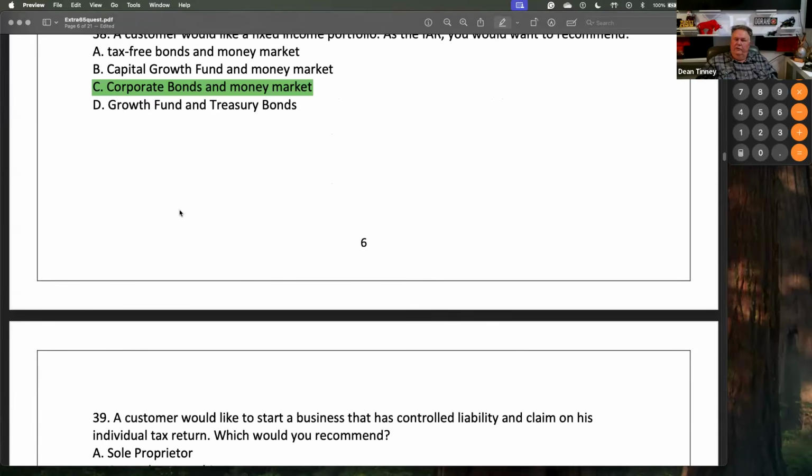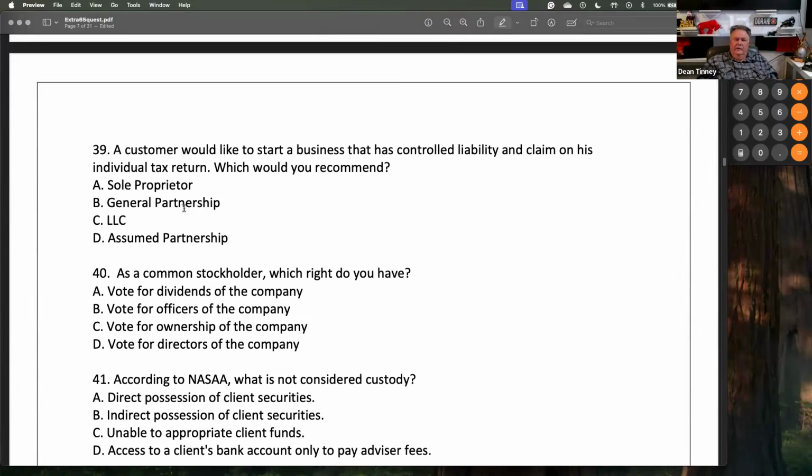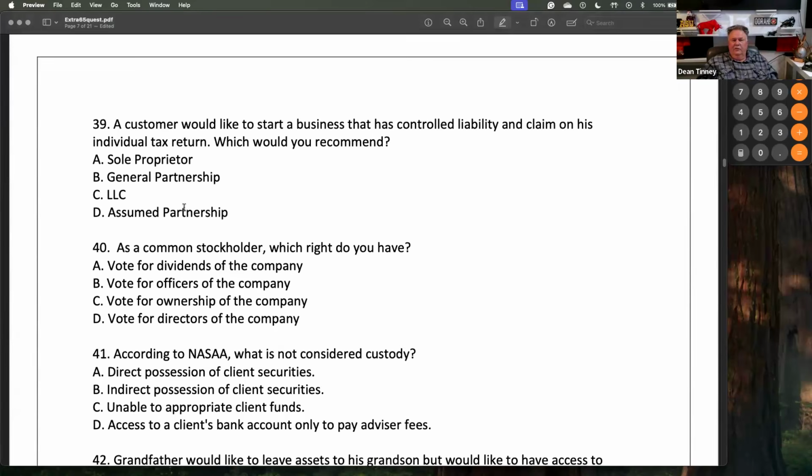That's how you should do on the test, right? If they don't say anything about the person being in an uncomfortably high tax bracket or something like that, then it's not right. A customer would like to start a business that has controlled liability and claim it on his individual tax return. Which would you recommend?